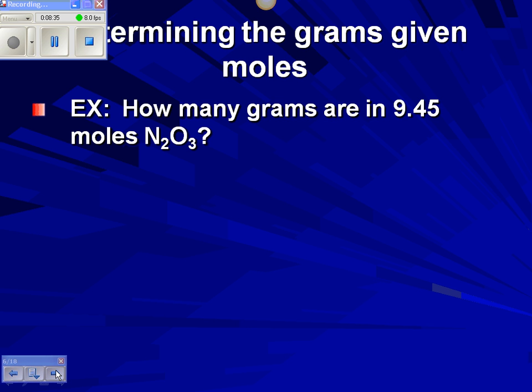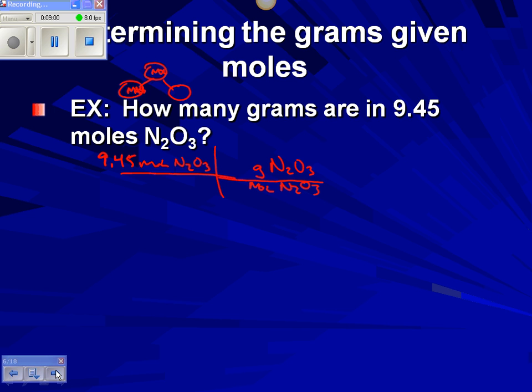Okay, I have 9.45 moles of dinitrogen trioxide. I need to get rid of the label moles dinitrogen trioxide, and I need to get it into grams of dinitrogen trioxide. I can do that in one step because on mole island, here's the mole, here was my formula mass. Over here was particles, and here was volume. So I can do that in one step.